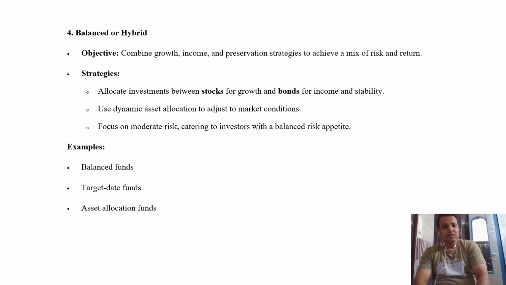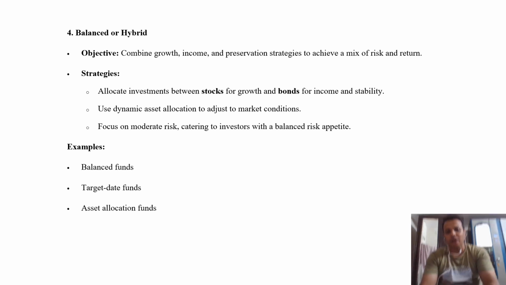Now, some of the strategies based on balanced and hybrid: number one strategy is to allocate investment between stocks for growth and bonds for income and stability. Taking this point, I can explain how you allocate to stocks. There are many people who invest for the long run for growth purposes. At the same time, they invest in bonds also for tax purposes or any other investment purpose. So you have a classification.